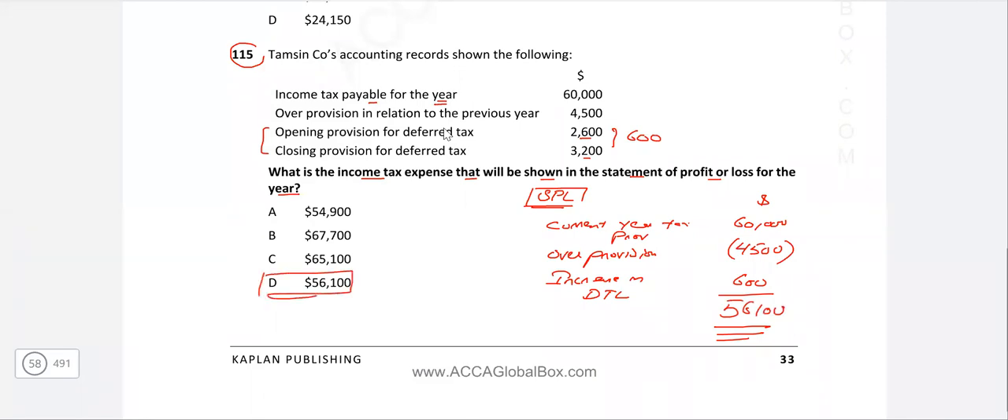What is the current liability? In this question, we are not supposed to tell, but I'm telling you for the other questions. If they ask you regarding the current liability, the current year tax provision is your current liability. If they ask you regarding the non-current liability, the closing deferred tax liability is your non-current liability.